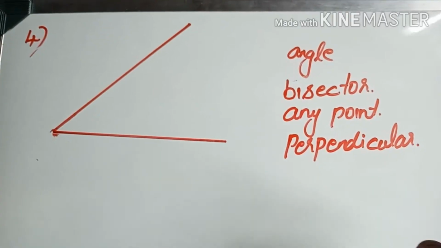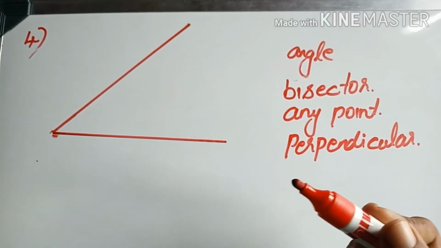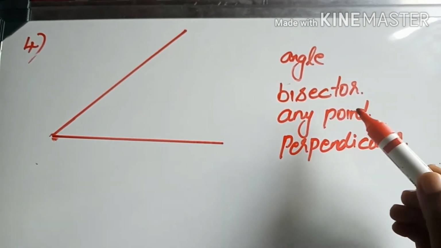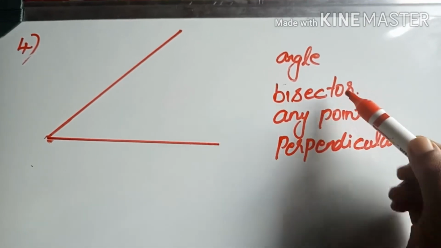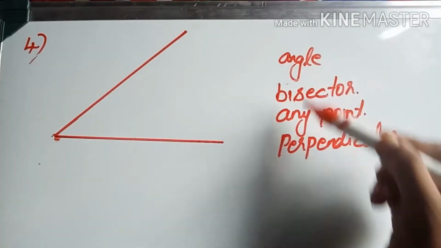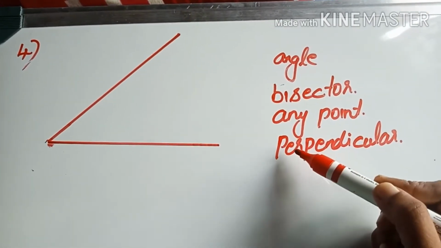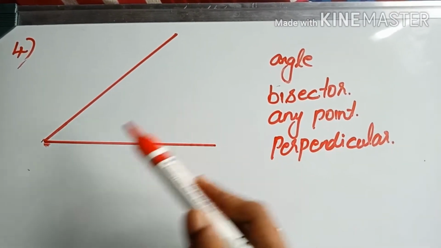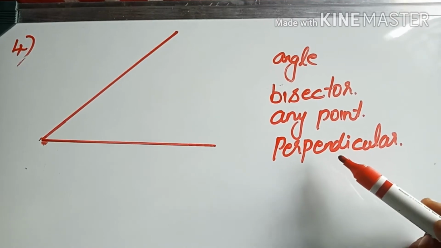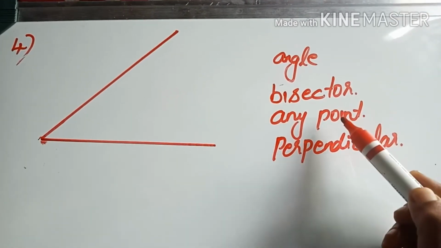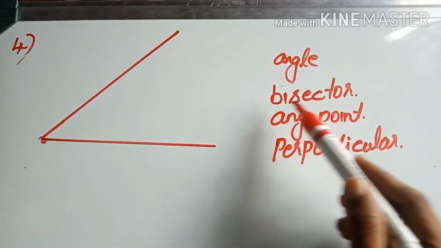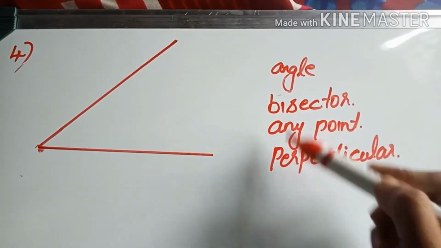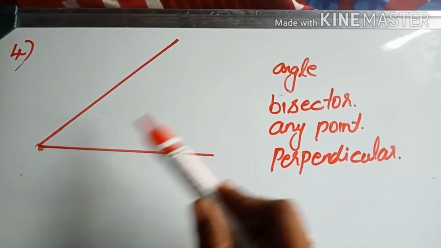So in this question, we have to prove that the perpendicular lines from any point on the bisector of an angle are equal to each side. In order to draw a perpendicular line, first of all we need any point. That point must be where? On that bisector. Bisector of what? Angle. So these four things we need here.